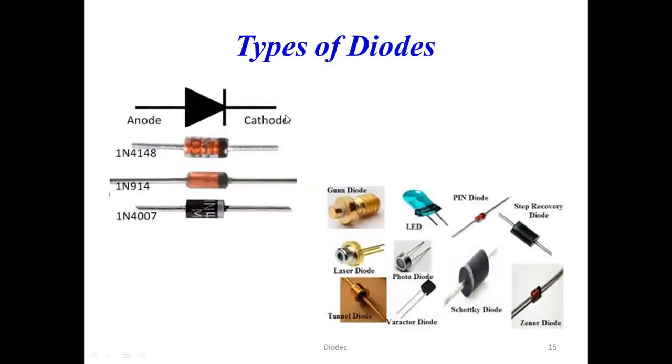Here, this is the symbol of a diode, and different types of diodes are shown in this slide: Gunn diode, LED, that is light emitting diode, PIN diode, step recovery diode, laser diode, photodiode, varactor diode, Schottky diode, and so on. So these are the different types of diodes. Before we go to these different types of diodes, you should know basically what is a diode and how it works.